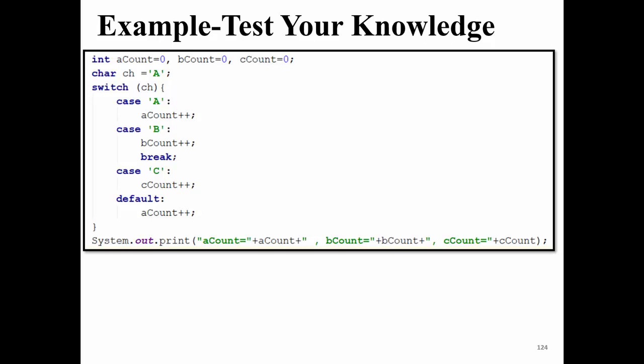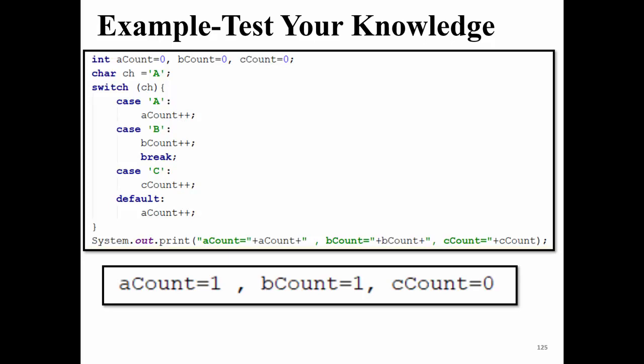Now, what about this one? Based on our previous discussion, any suggestions? Yes? 1, 1, 0. So the A counter will be incremented, the B counter will be incremented, then we have a break statement. What was the break statement? It breaks the execution and goes outside.